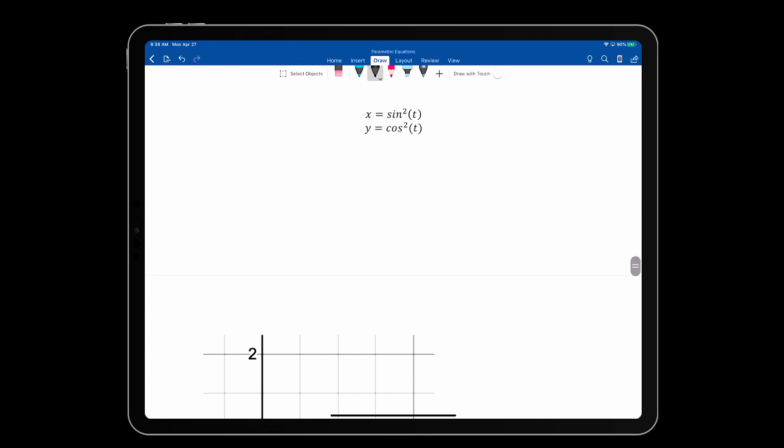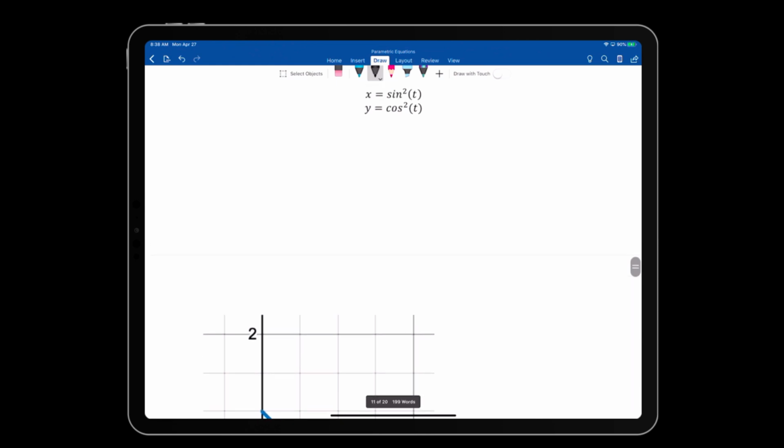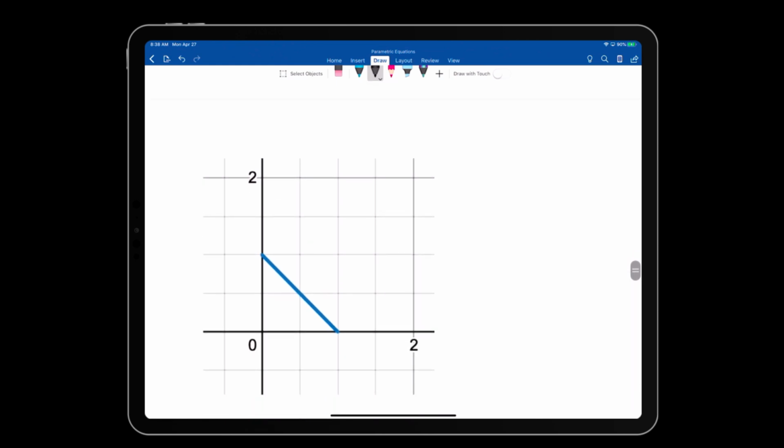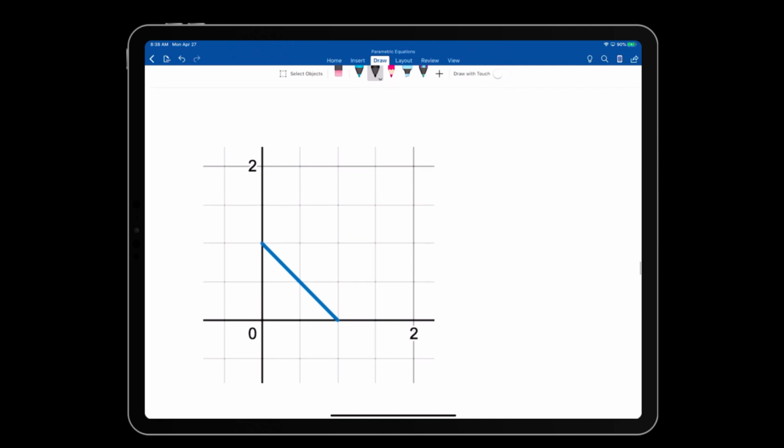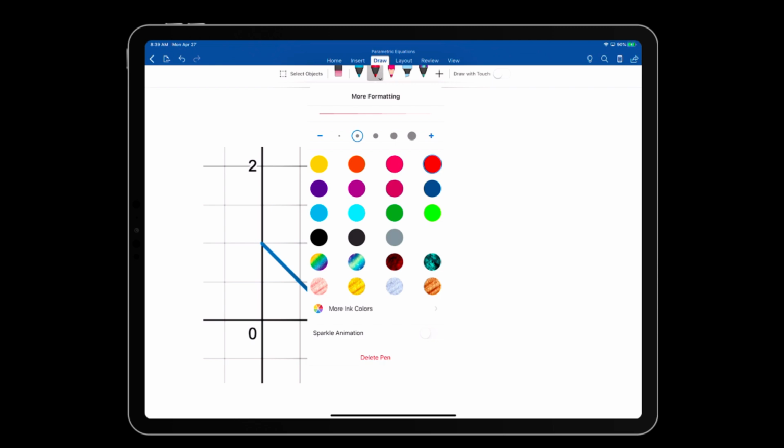Now you say, what's this curve? x is sine squared, y is cosine squared. You square both of these. Well, here's what this looks like. This is a line segment. And that's a line segment. Yeah, that's a line segment. You can actually show that that's a line segment. Maybe we'll have you guys show some of that stuff and think about why that's a line segment.